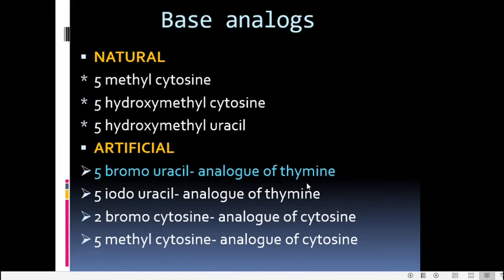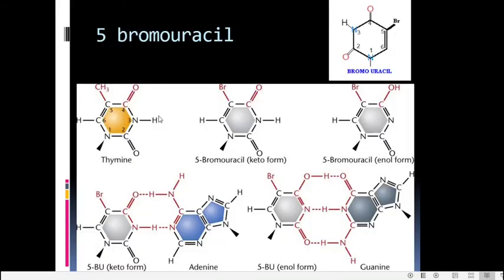And let us see how this mechanism operates. This is normal thymine, which is the keto form. Here you can see its analog, 5-bromouracil, in the keto form. This 5-bromouracil can also ionize and exist in the enol form. This is what we can see here. So these two are base analogues which exist in keto and enol forms. So this is 5-bromouracil, which exists in both the keto and the enol forms.